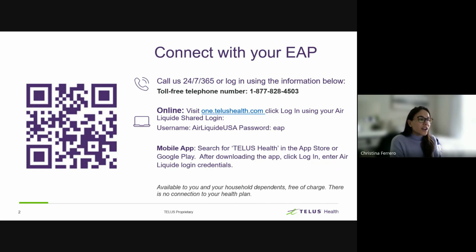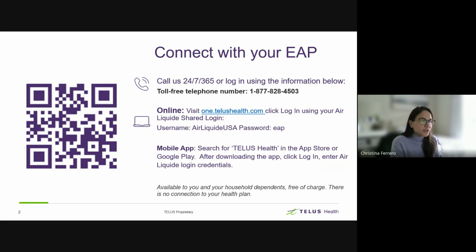Then you can also visit us online at one.telushealth.com. Click in and use your Air Liquide shared login. I listed the username and password here, and you can save this so that once you click on the app, it's already saved and you can go straight into it. Above that is for desktop, but this is the mobile app. As I mentioned, you can search for Telus Health in the App Store or Google Play, depending on what device you have. After downloading the app, just click login and then enter the Air Liquide login credentials.